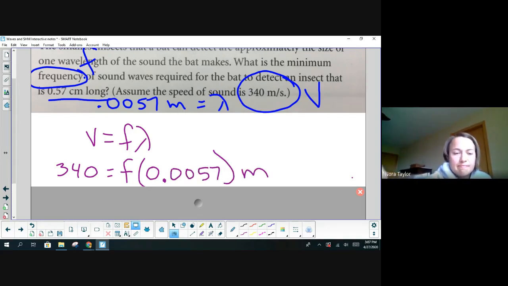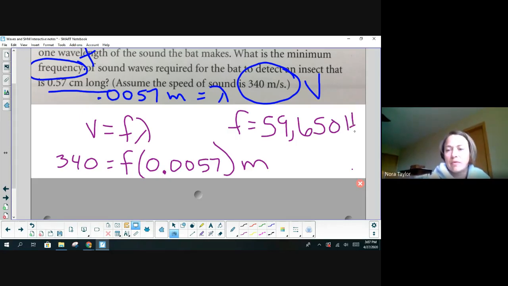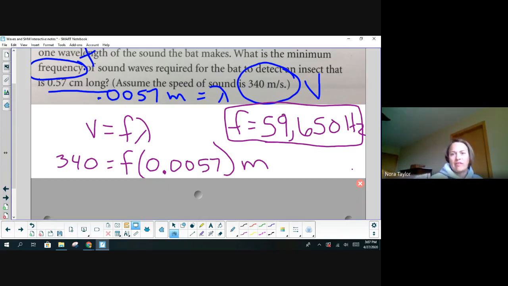0.0057 meters. So then we'll take our 340 divided by our 0.0057, and we will get a crazy high frequency of 59,600 and about 50 hertz. And for us, it's hard to know because most of us probably don't have a lot of experience. Is that like a realistic value?